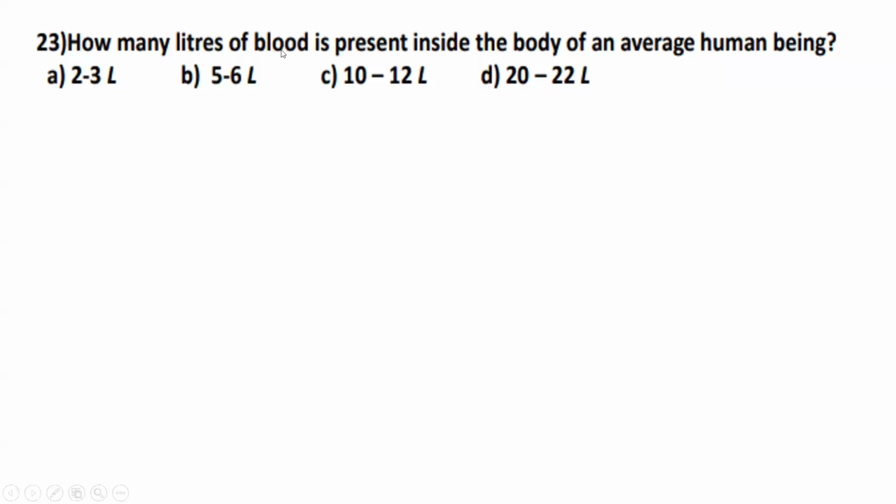How many liters of blood are present inside the body of an average human being? Remember about 3 to 4 mega bottles, 1.5 liters into 3 or 4, so 5 to 6 liters.